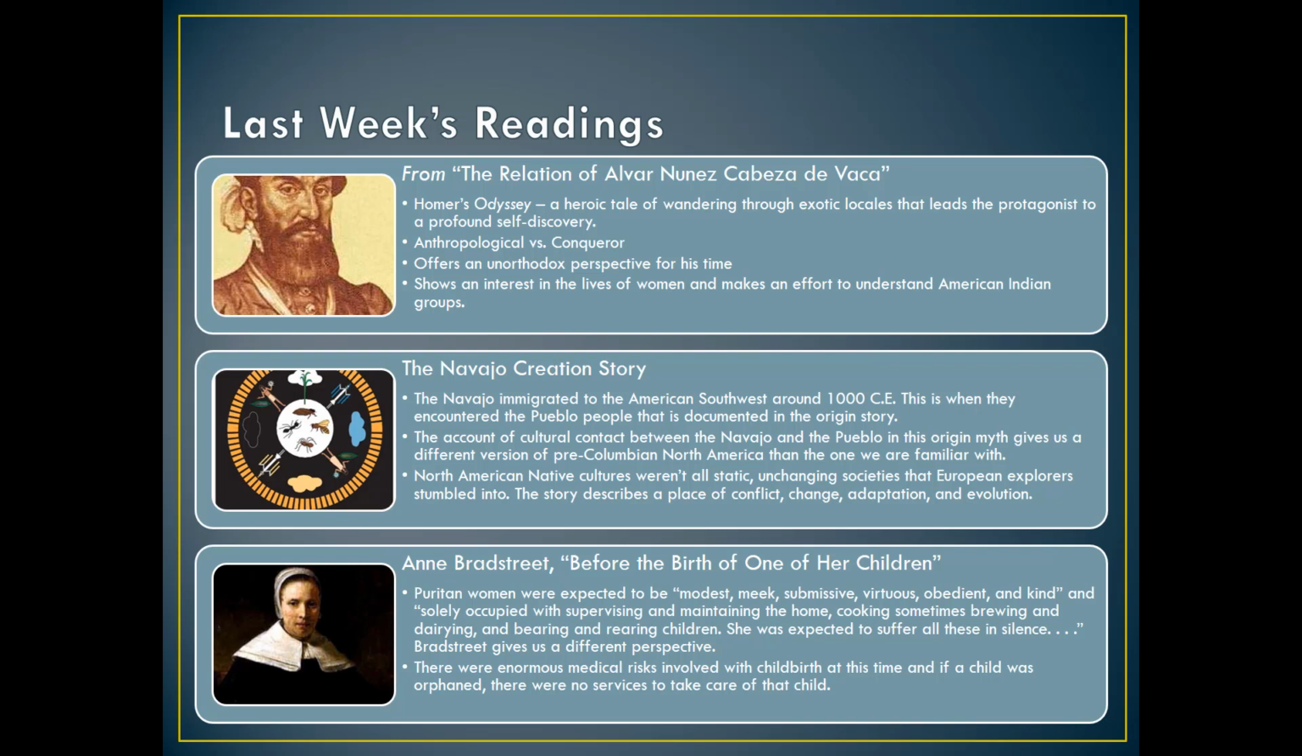The second text we looked at was the Navajo creation story. The Navajo immigrated to the American Southwest around 1000 CE. This is when they encountered the Pueblo people that is documented in this origin story. The account of cultural contact between the Navajo and the Pueblo in this origin myth gives us a different version of pre-Columbian North America, that means before Columbus got here, than the one that we're familiar with, or most of us are familiar with.